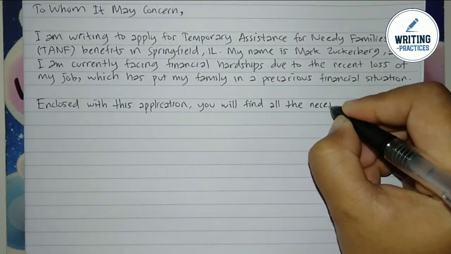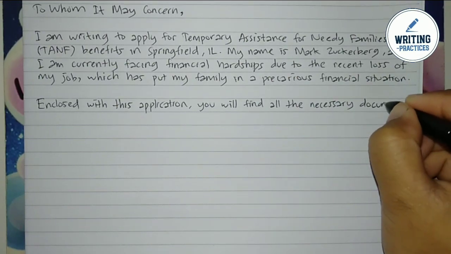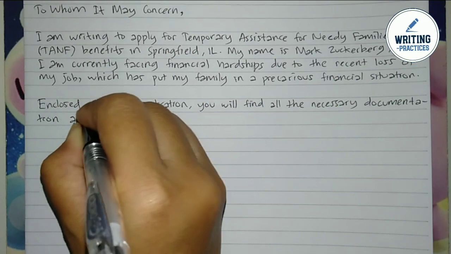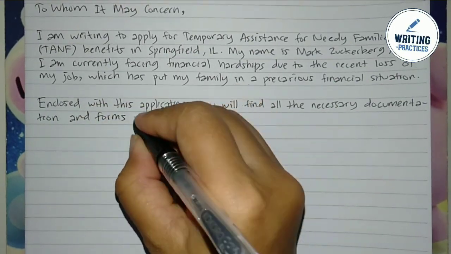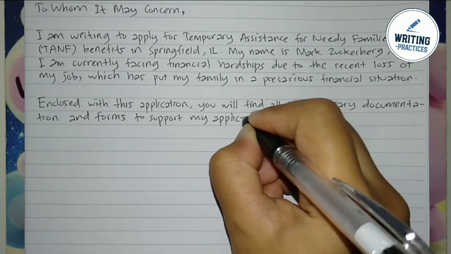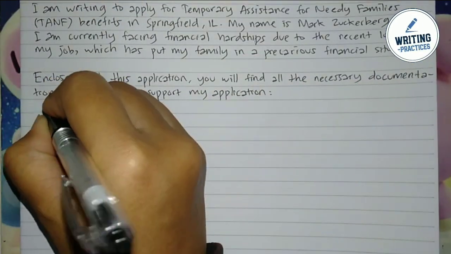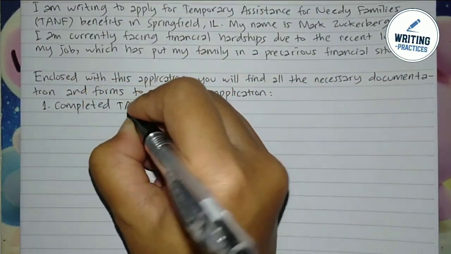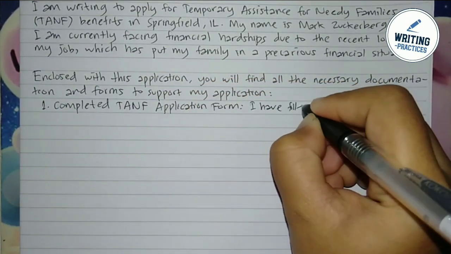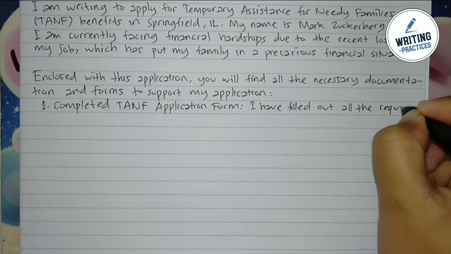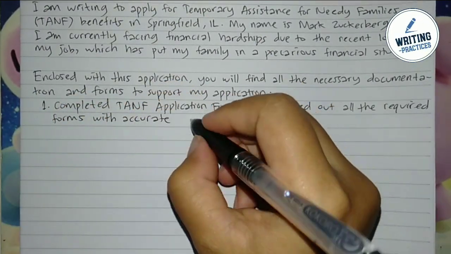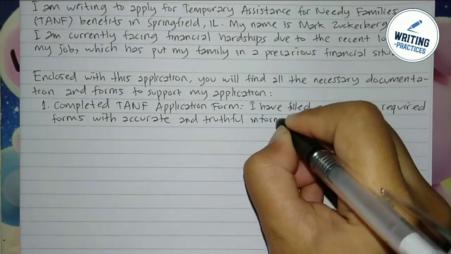Yes, you can list all the documents that are enclosed with your application with numbering or bullet points. You may simply write, Enclosed with this application, you will find all the necessary documentation and forms to support my application. And for the first document, it will be the TANF application form. You may write, 1. Completed TANF application form. I have filled out all the required forms with accurate and truthful information.